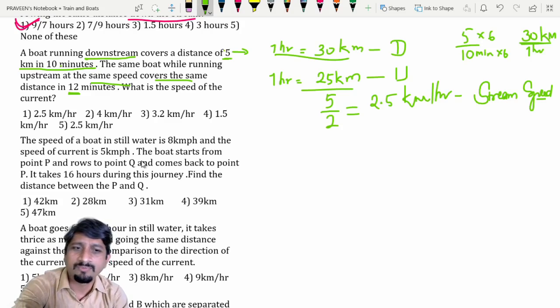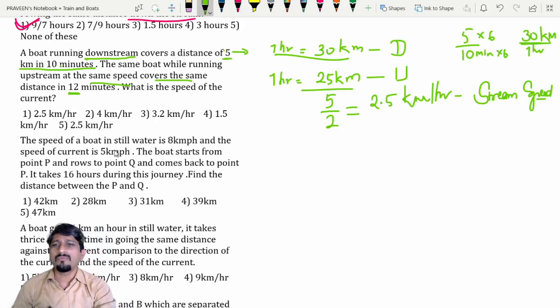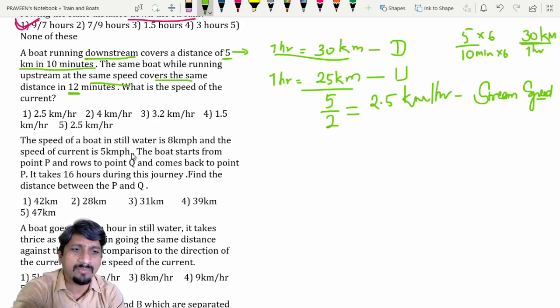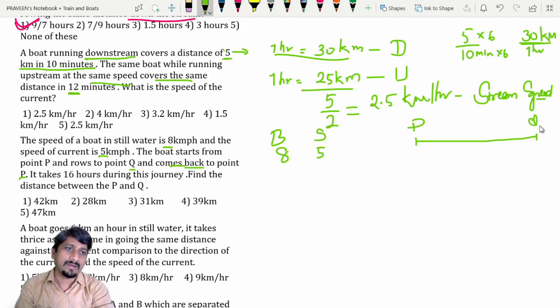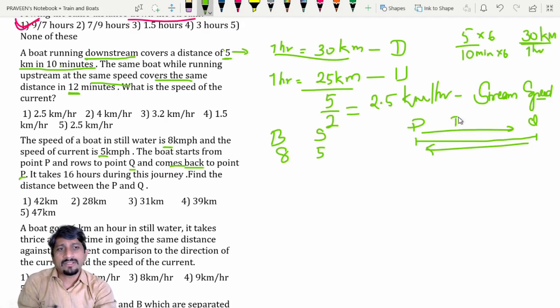Next question is about the speed of the boat. The speed of the boat in still water is 8 km per hour, and the speed of the current is 5. The boat starts from P and rows to point Q and comes back to point P. So it will go from here to here and comes back. Whether this is downstream or this is downstream, it doesn't matter. So one side it is downstream and one side it is upstream.